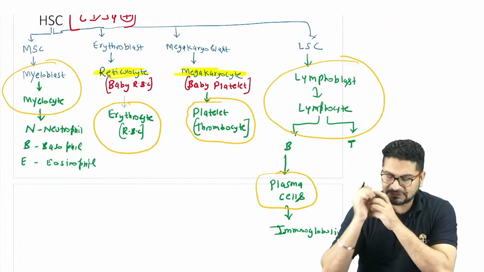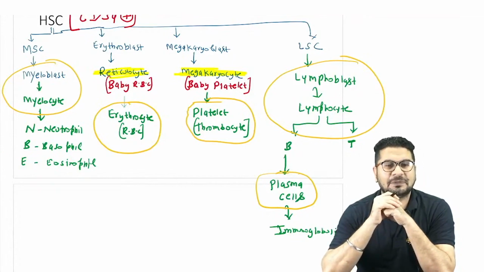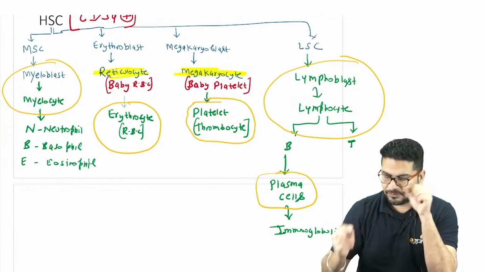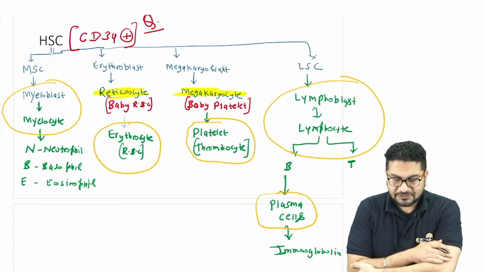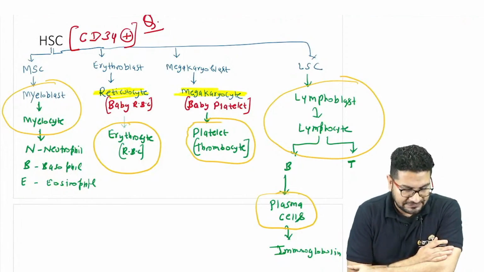More cells means more immunoglobulin. So remember, plasma cell tumor, multiple myeloma, what we see? We see hypergammaglobulinemia, increased number of immunoglobulin. So this is what we need to study. So based on this, you should know how to read a CBC. So what we see in CBC, understand.